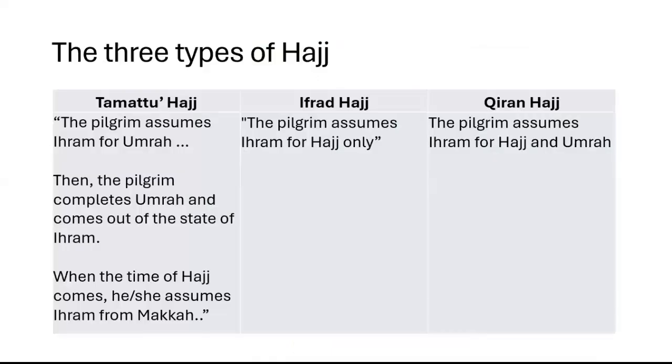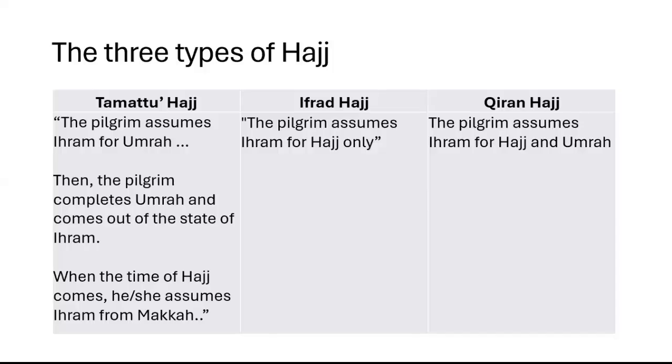Then the 3 types of Hajj. Again, we have to make this very clear in the beginning, because as we go through the steps, we'll be mentioning these types of Hajj. The first one is Tamattu, where the pilgrim assumes the ihram for Umrah. Then the pilgrim, the Hajji, completes the Umrah and comes out of ihram. So he's no longer in ihram. Then when the time of Hajj comes, he puts on the ihram again. So you can say you have an interruption between the Umrah and the Hajj.